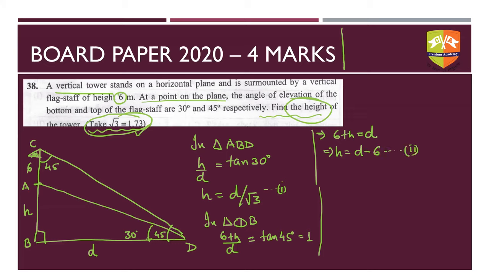Once again, h is equal to 6 minus d. Now, sorry, d minus 6. H is d minus 6. Now equate 1 and 2. So from 1 and 2, what is this?